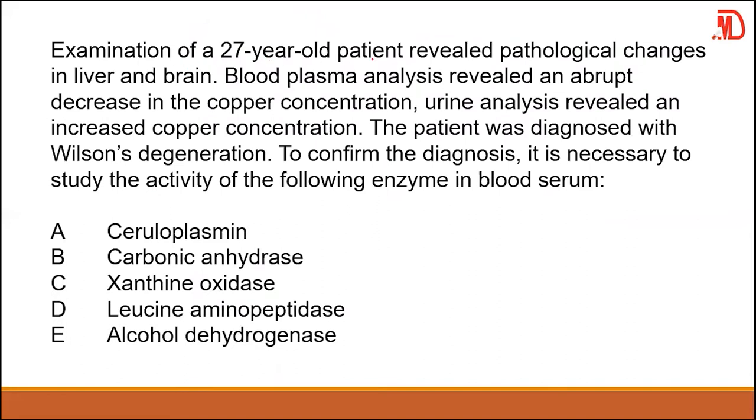Examination of a 25-year-old patient revealed pathological changes in the liver and the brain. Blood plasma analysis revealed an abrupt decrease in copper concentration. So there's low copper concentration. Urine analysis revealed an increase in copper. Of course, you can't find it in blood plasma, but you can see it in urine. The patient was diagnosed with Wilson disease. Wilson degeneration, the same as Wilson disease. And Wilson disease is a rare autosomal recessive disorder of copper metabolism.